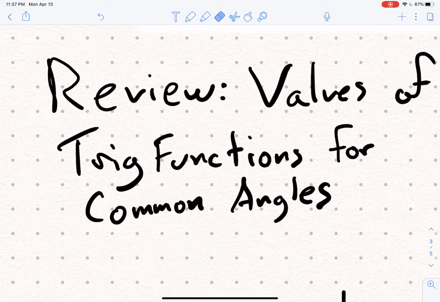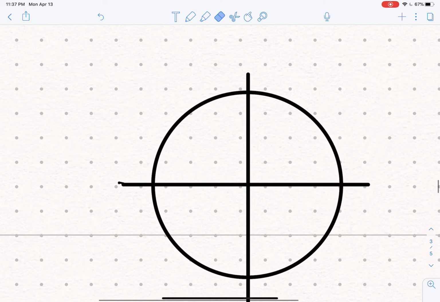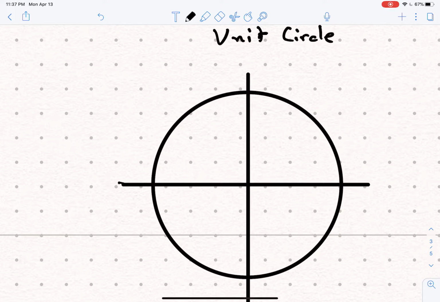So how do we use the idea of the unit circle to find the values of the trig functions for common angles? Here's how we're going to do it. Let's look at some examples. Here's a picture of a circle, and this is intended to be a unit circle. Unit just means that the radius is 1. So if you start in the middle and go out to any point, you go a distance of 1.